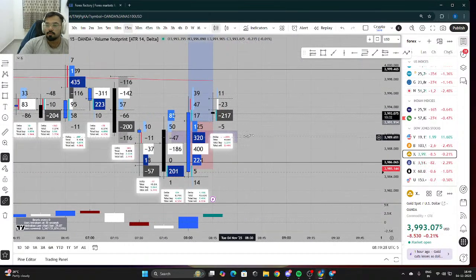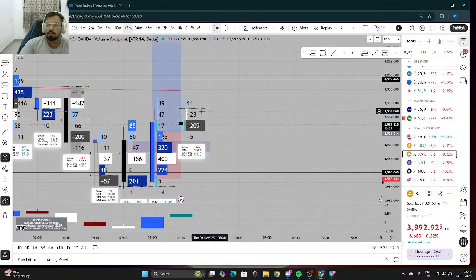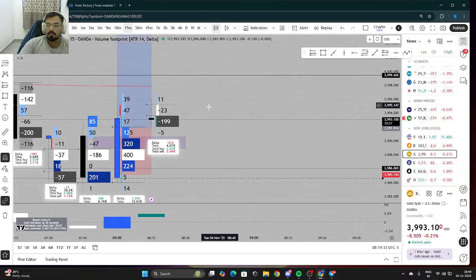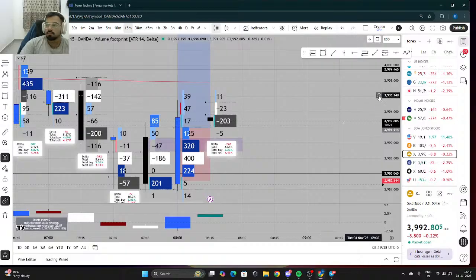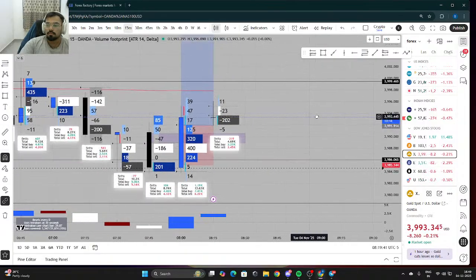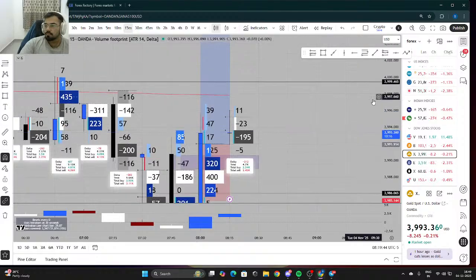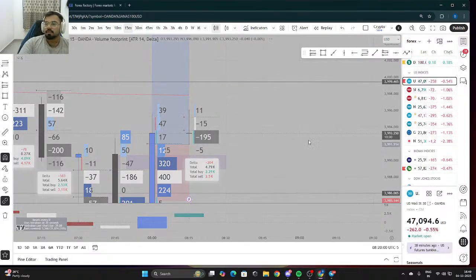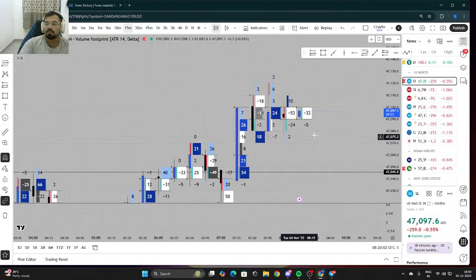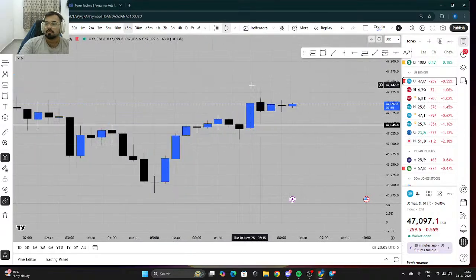If this support level is broken, then yeah, we might get trapped, but let's hope for the best. Check US 30 real quick.